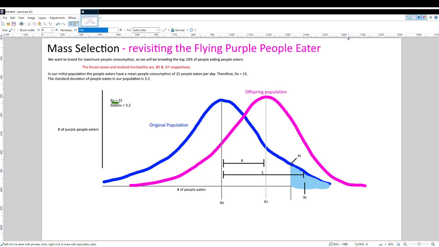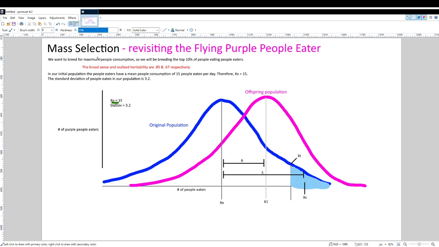Okay, hello. In this video we'll be going over mass selection. We'll be revisiting our flying purple people eaters from our epistasis video. In this example, we're going to want to be breeding our purple people eaters for the maximum people consumption. So we want our top 10% of people eating people eaters to be breeding out of our population.